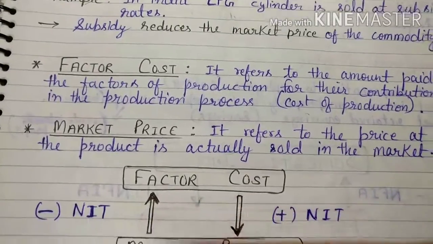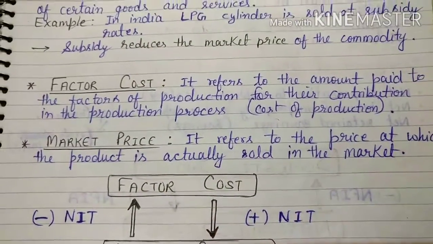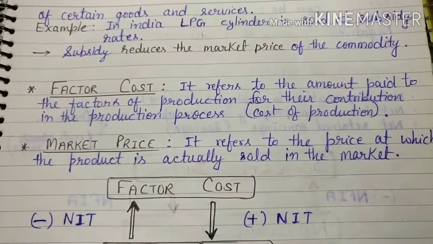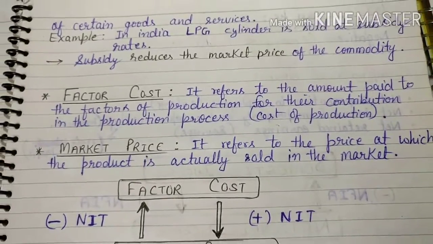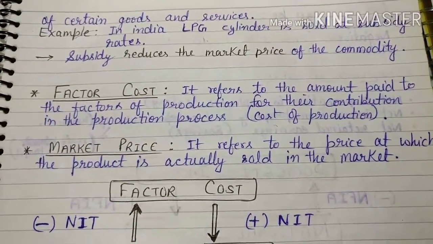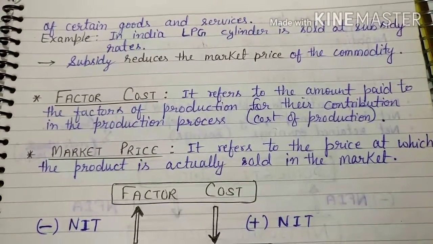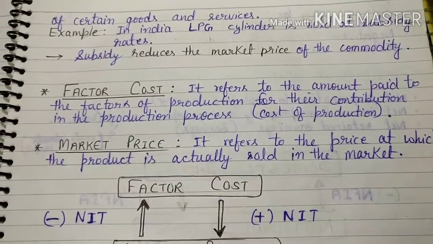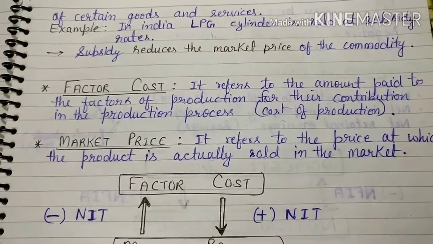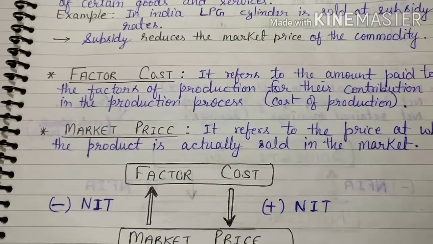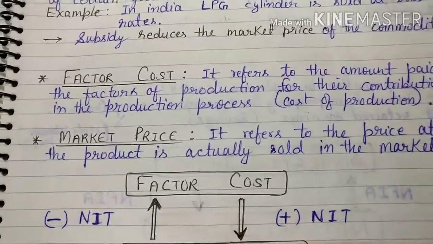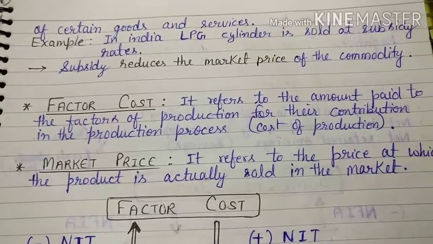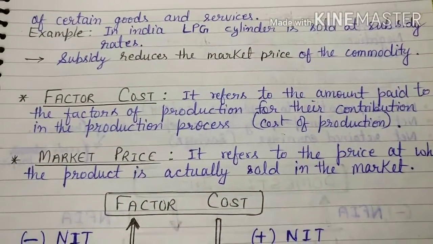Now the next term is factor cost. You have heard about factor cost earlier also. It refers to the amount paid to the factors of production. If you remember, I told you about the circular flow, where I explained that factors of production are those factors which help in the production of the product. The cost we pay to them, like the cost we pay to labor, for their contribution in the production process, is called factor cost. Then comes market price. It is the price at which we sell the commodity in the market. It refers to the price at which the product is actually sold in the market. I hope these two are clear.